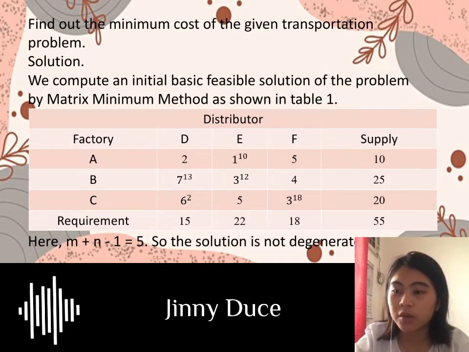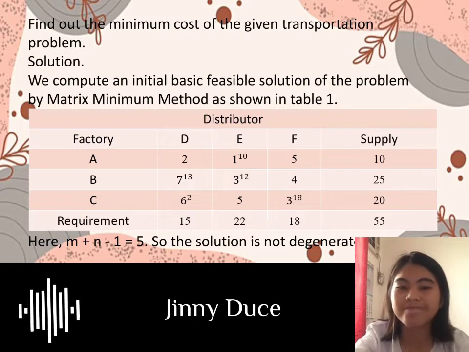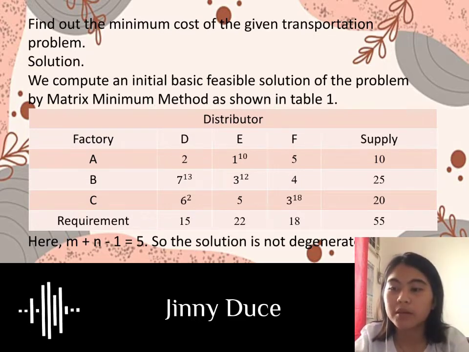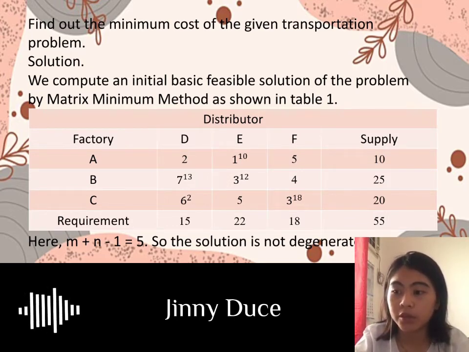Naapod siya, sa table 1 is, plain, sa second nga table, square root na 13, or 7 square root of 13, then 6 square root of 2, 1 square root of 10, 3 square root of 2. So, F naman is 3a square root of 8. Kung i-plus nimo ang 13 plus 2 is equal to 15. Ang siya ang gina-recommend sa problem. Then sa E, same lang, m plus n minus 1 is equal to 5. So the solution is not degenerate.